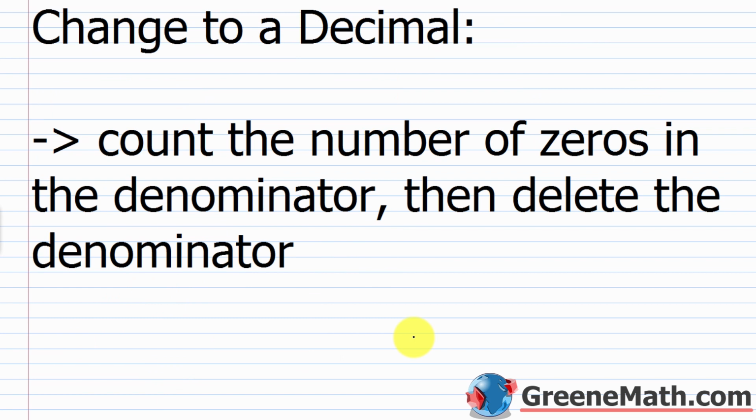So the first thing we're going to learn is how to change to a decimal. If you're starting out with the decimal fraction, the first thing you're going to do is count the number of zeros in the denominator, and then you're going to delete the denominator. So if I had something like, let's say, 56 over 100, I would count 2 zeros. Once I have that information, I can just delete the denominator. I'm just going to have the number 56 now, and I'm going to know that I have 2 zeros for that denominator.